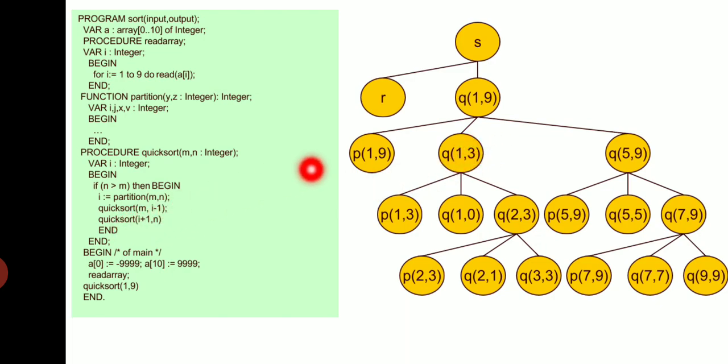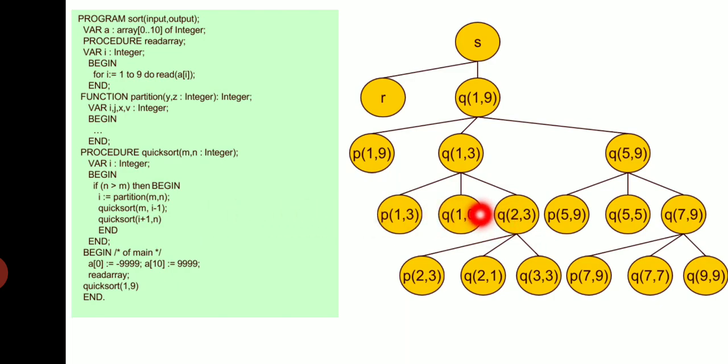Then m, the value is already 1, so q of 1 comma 3 will be invoked. Again quicksort will be invoked. That means it will again call the partition, so p of 1 comma 3. Again it will call the quicksort. That partition will be returning some i value, that is 1. So it will again be invoking the quicksort procedure, and its corresponding activation will be generated.